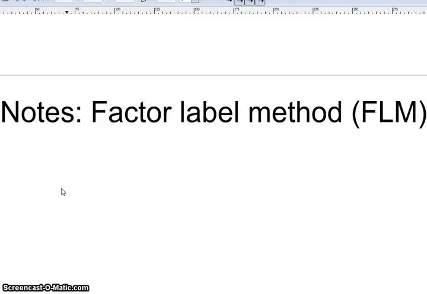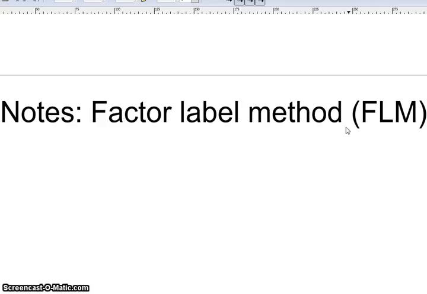Hey there, everybody. We're going to look today at how to actually do something called the factored label method. I usually abbreviate this with the acronym FLM. Some people call this same method the fence post method. I've also heard this called the picket fence method. I've heard it called unit analysis. Whatever you call it, it's all the same thing.